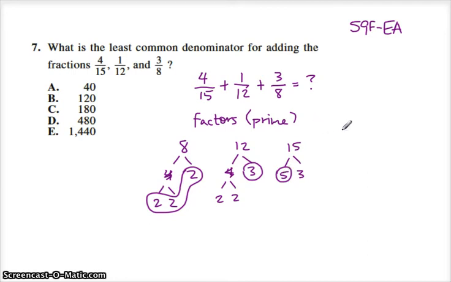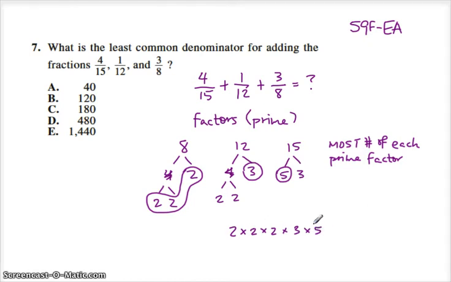So we're going to take those numbers and multiply them together. And to make sure we have this written, we took the most number of each prime factor. Okay? So that means we're going to do 2 times 2 times 2, and then times 3, and times 5.